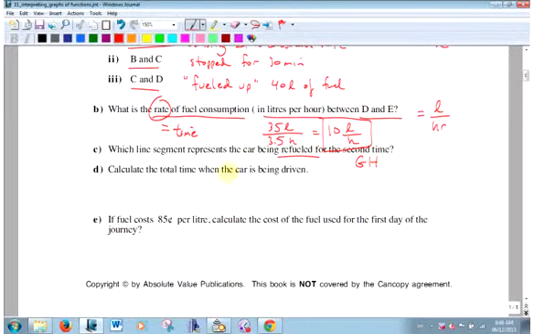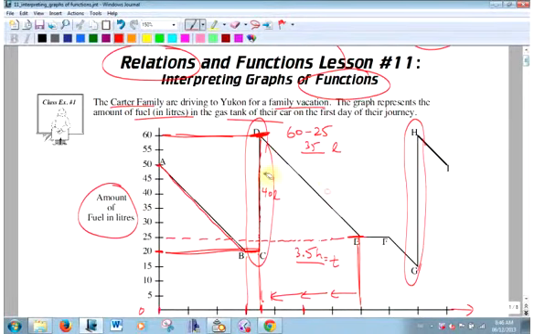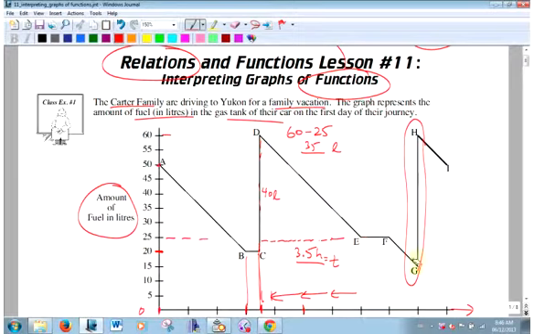Calculate the total time the car is being driven. Okay. Clean this up a bit. Total time it's being driven. Are we including the time it's being stopped? It's a little ambiguous, isn't it? Do they want the total time of the journey?